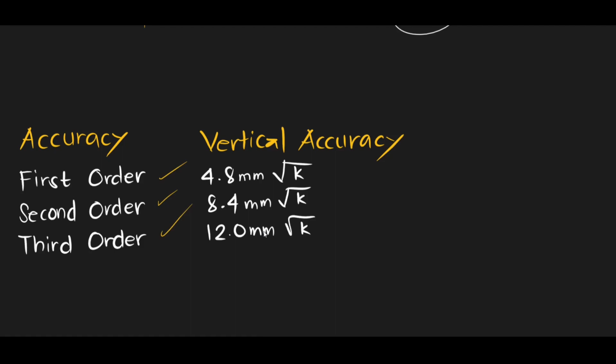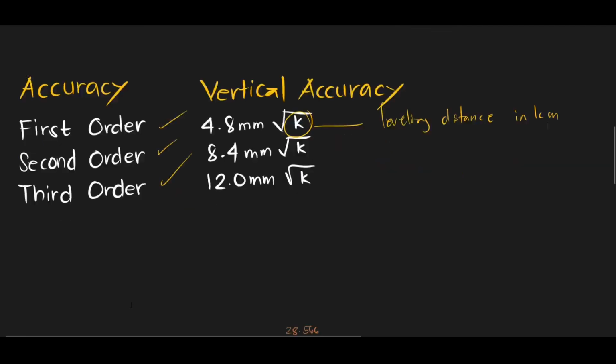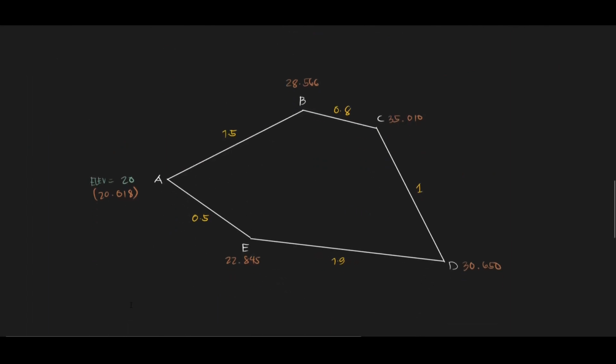So for the misclosure, if you're targeting, for example, first order, then your misclosure has to be equal to or less than 4.8 millimeters multiplied by the square root of k. Now this k right here is the leveling distance in kilometers. We will use this in the example so you will know how to compute for this. Okay, this is our example. Let's examine the figure first.